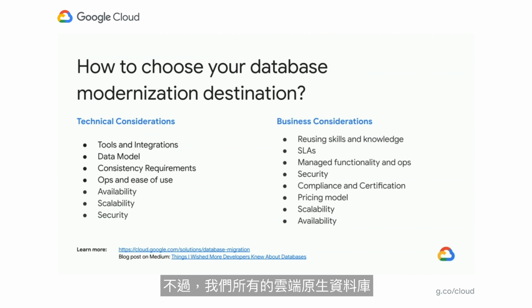Now, that said, for all the cloud native databases that we offer, they are all SLA backed. They all come with data encryption in flight and at rest. And they all are built for scalability and availability. So with this, I want to focus on what are the databases that you can end up with, especially for your innovation and transformation journeys.